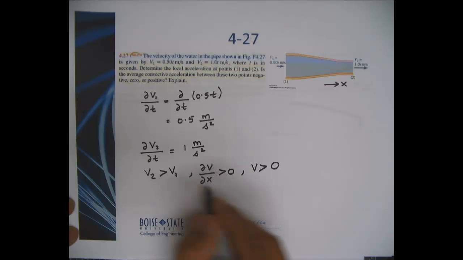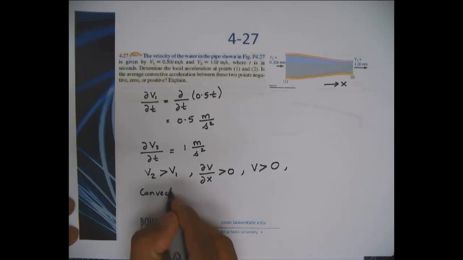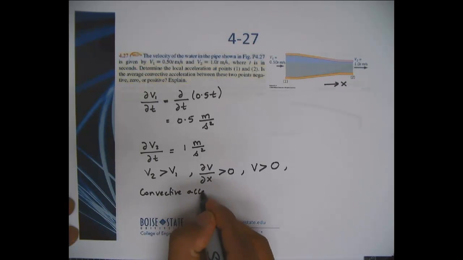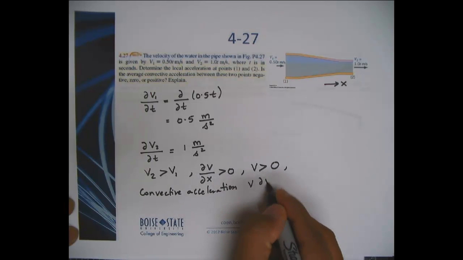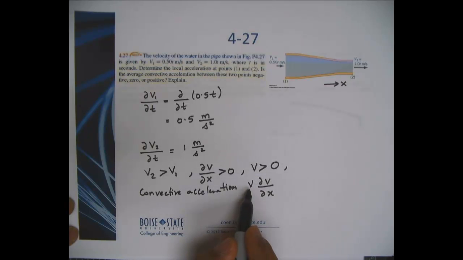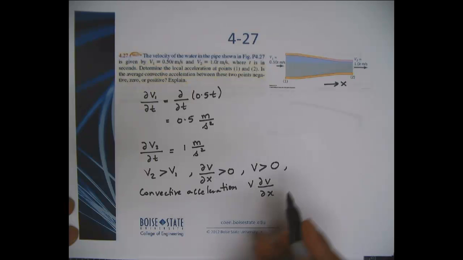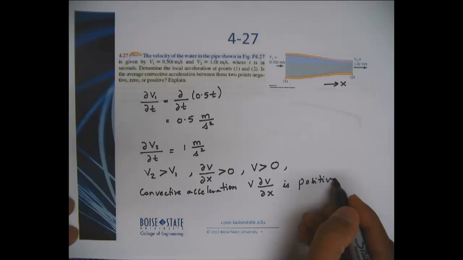So the convective acceleration, which is given by v dv/dx, since we determined v is always greater than 0, and dv/dx is greater than 0, is positive for the current situation.